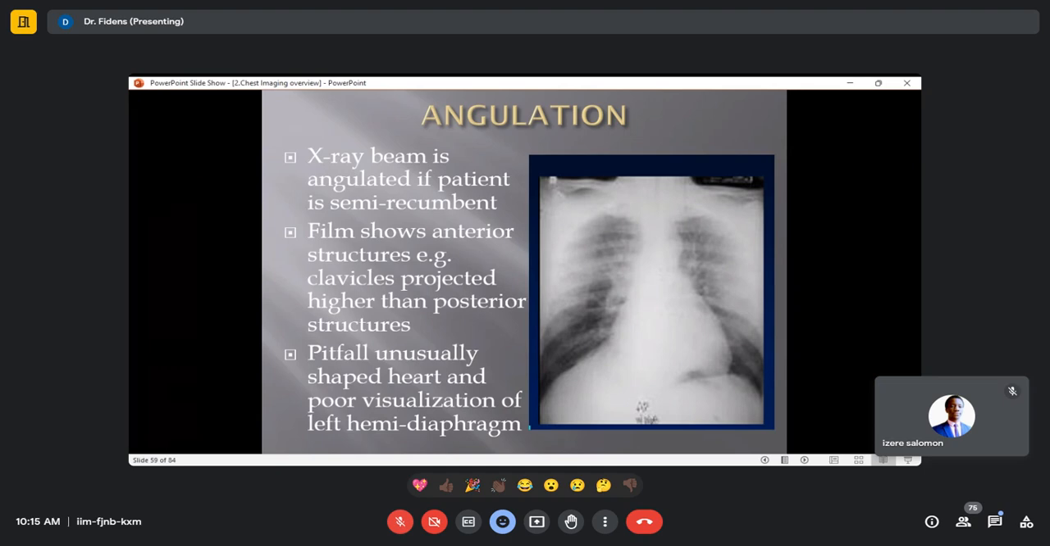When we see the heart borders, the silhouette sign is negative. It's positive if we can't see the heart borders. So let me ask you, at least you tried better than others, sir, what happens when you cannot see the heart borders? Yeah, we see that it's an opacity on the heart shadow. So we can't distinguish.